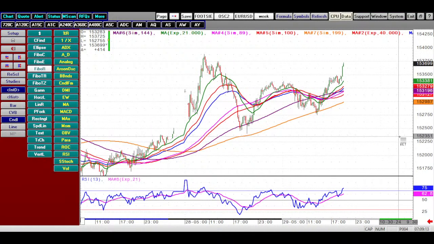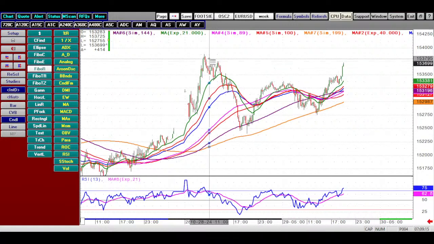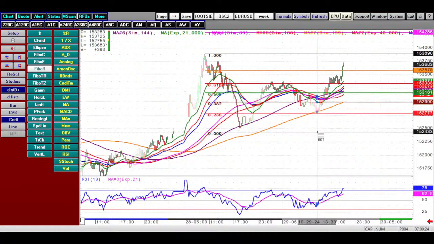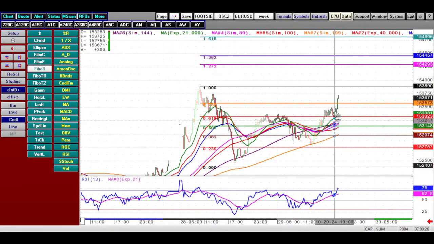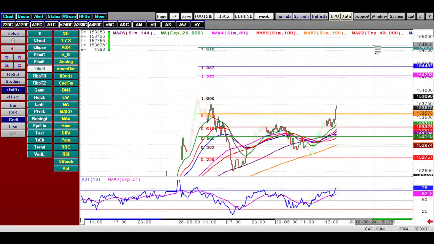So which means eventually we should see this level at least to test, and if it breaks, then we should see the price moving higher towards 15430, 45, and even 80. Okay, so this is the main thing we need to understand.